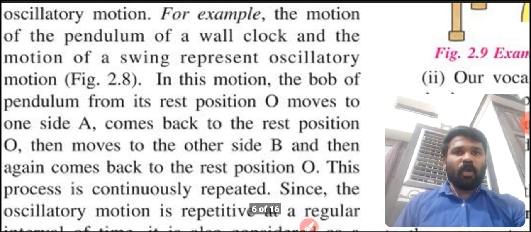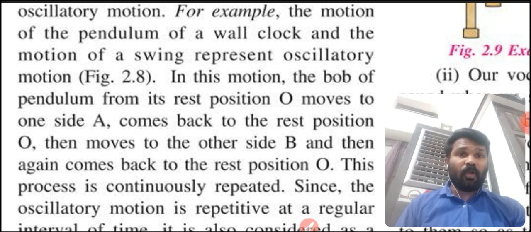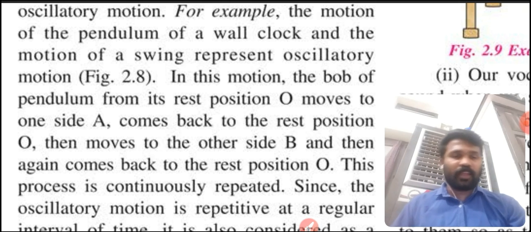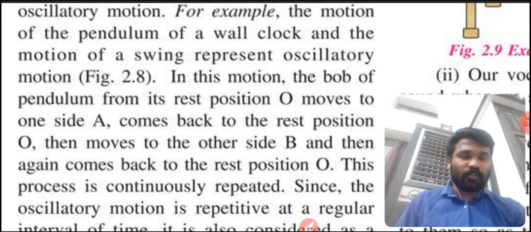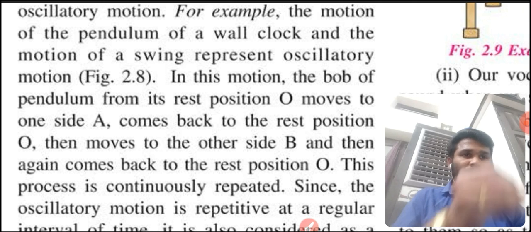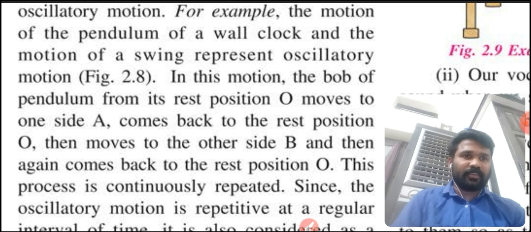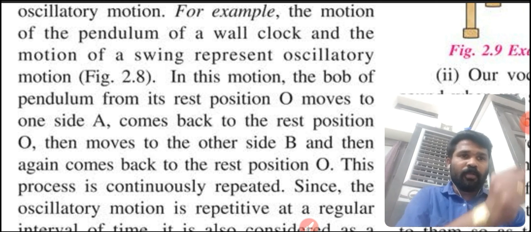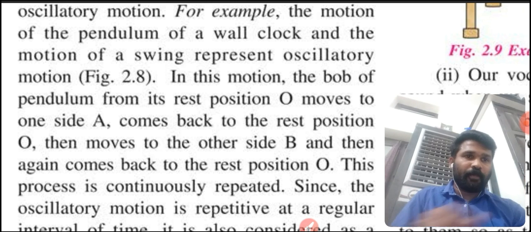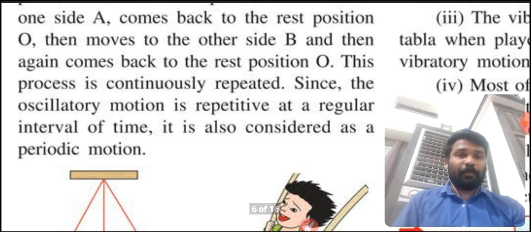In this, the bob of a pendulum from its rest position O moves to one side A, comes back to the rest position O, then moves to the other side B, and then again comes back to the rest position O. This process is continuously repeated, starting from one point, going to the next extreme position, then coming back and going to the same position from where it started. It is called to and fro motion.